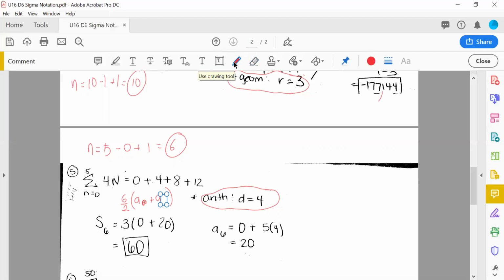It's weird to say, but how do you find the last term? You find the last term by plugging in a sub 5, even though there's 6 terms in between it.